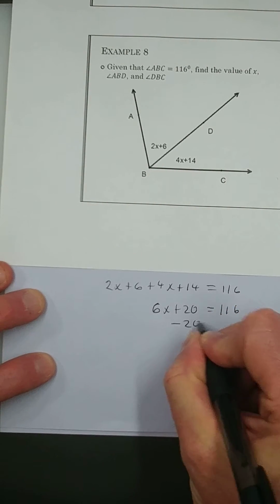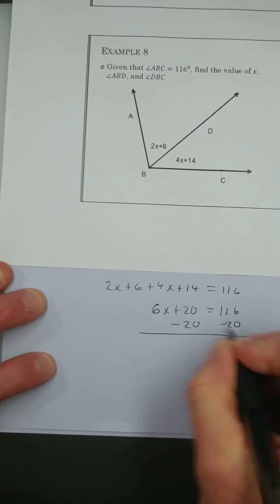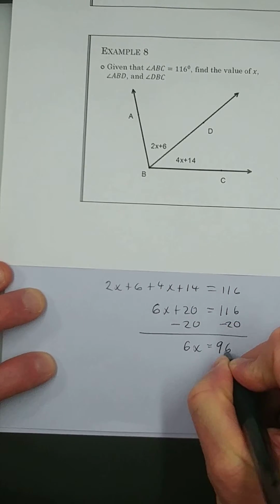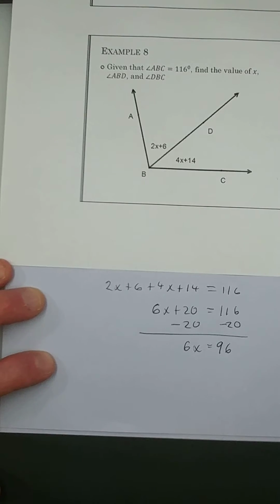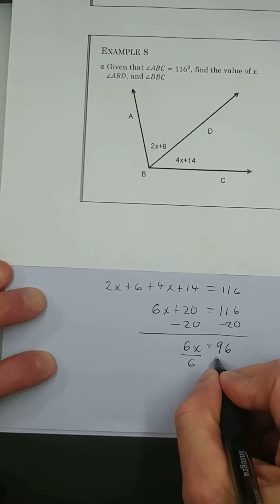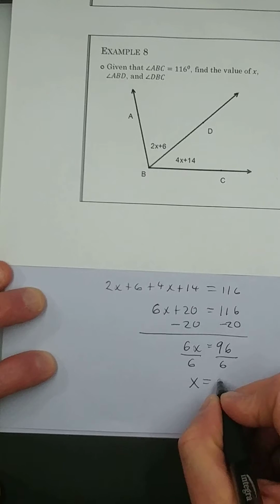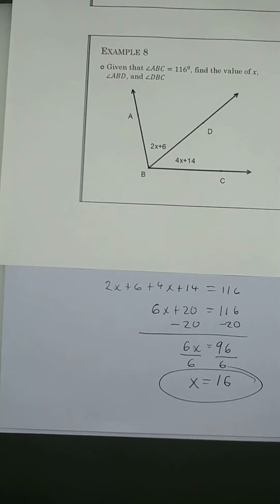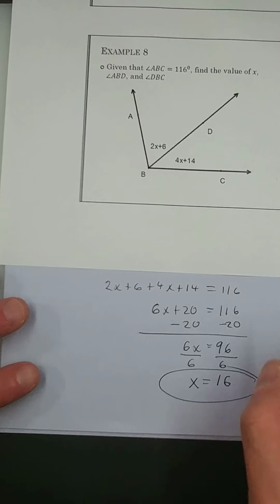Subtracting 20 from both sides, the opposite of adding 20, gives me 6X is 96. And the opposite of multiplying by 6 is, again, to divide by 6. So we get 96 divided by 6 is 16. So the value of X is 16.